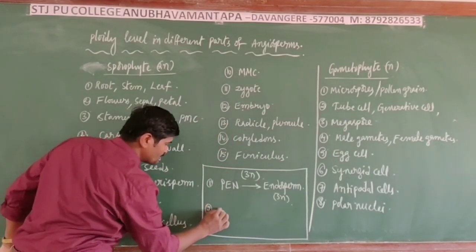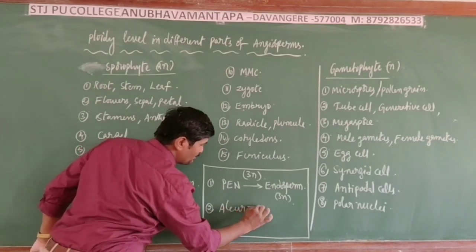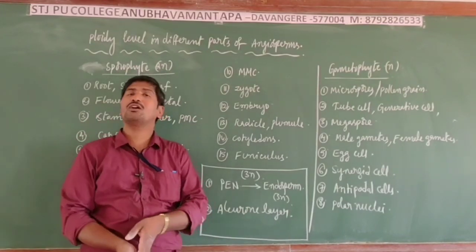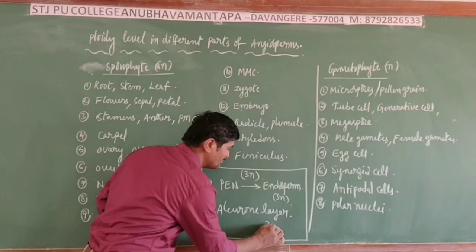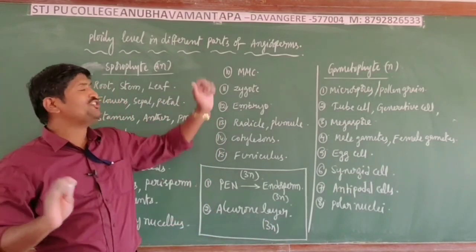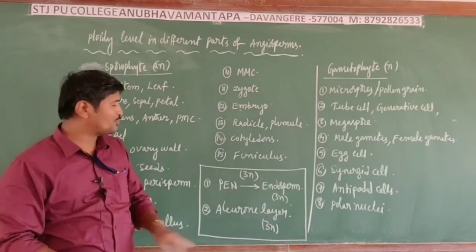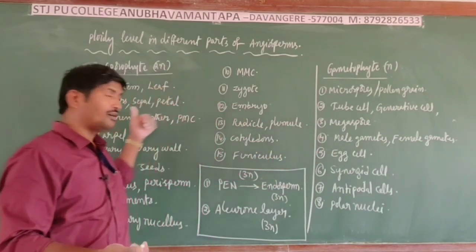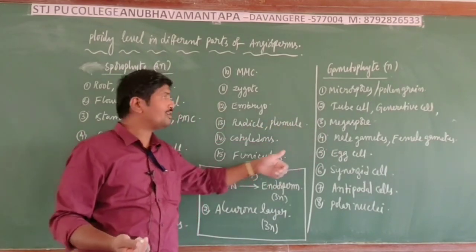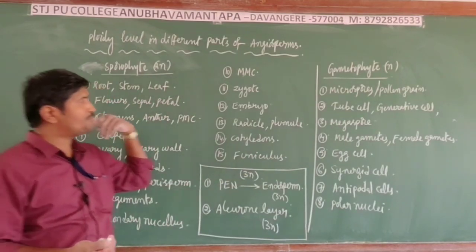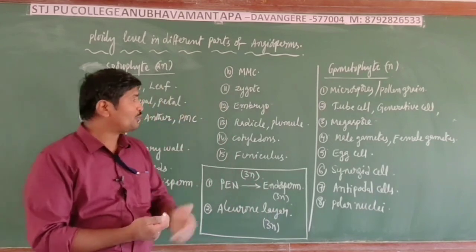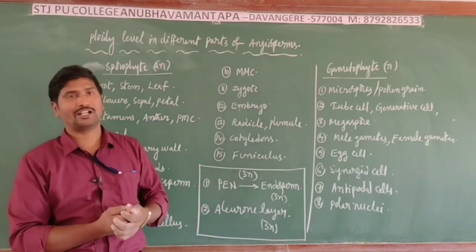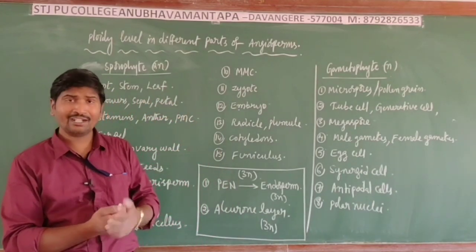One more is there. Aleurone layer, the protein layer, which separates the endosperm and cotyledon in monocot seeds. It is also triploid. In the angiospermic plant body, only two parts are triploid. One is the endosperm, another one is the aleurone layer, and the remaining are all diploid or haploid. Which parts are diploid? Sporophytic. Which parts are haploid? Gametophytic. So based on this ploidy, some numerical questions are given in the NEET entrance examination. That's why these ploidy levels are very important.